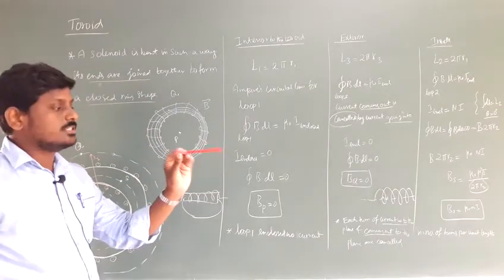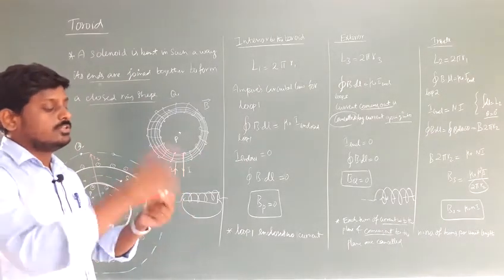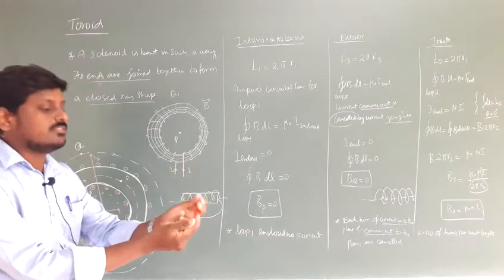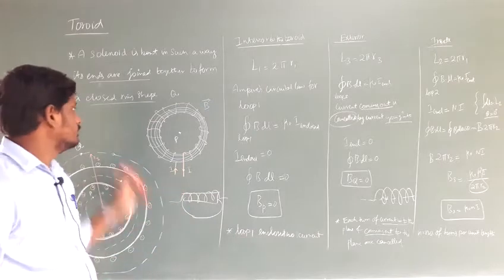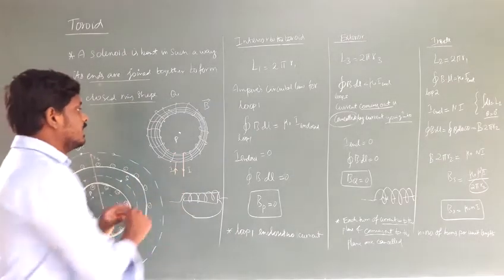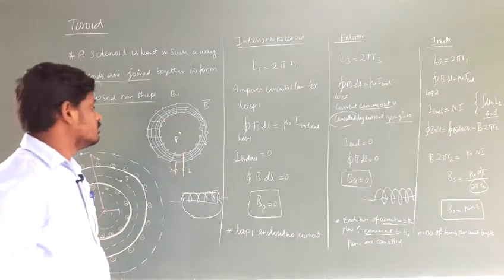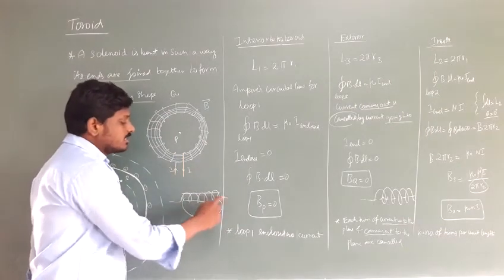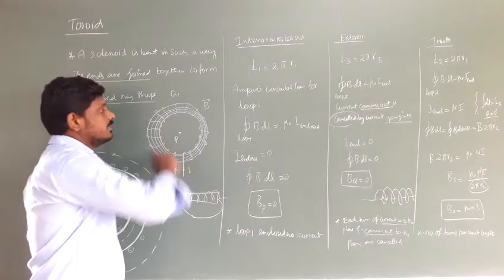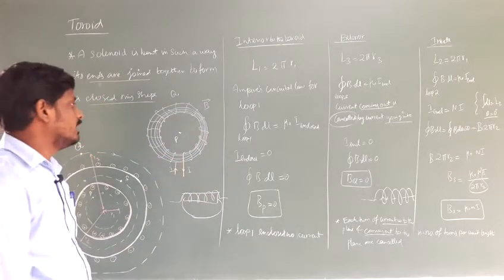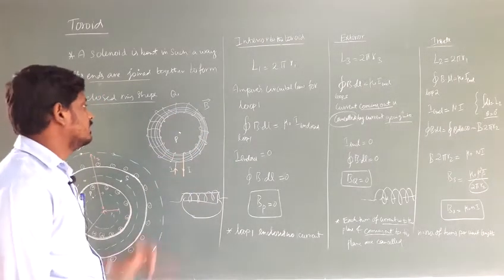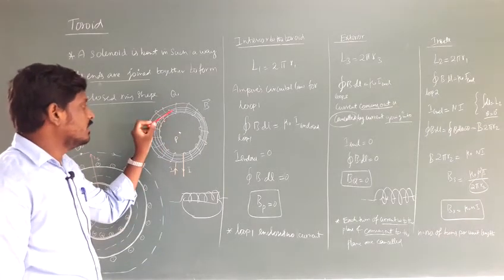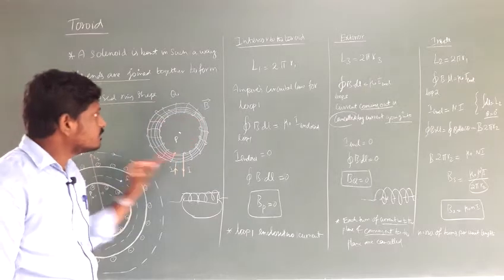Consider a solenoid with many turns wound on a material. If the two ends of the solenoid are bent in such a way as to make a circular ring, that is a closed ring shape. This one is a solenoid, and when both ends are connected to form a ring, that is a toroid. We are going to find the magnetic field at three different points: the interior of the toroid, the exterior of the toroid, and inside the toroid.